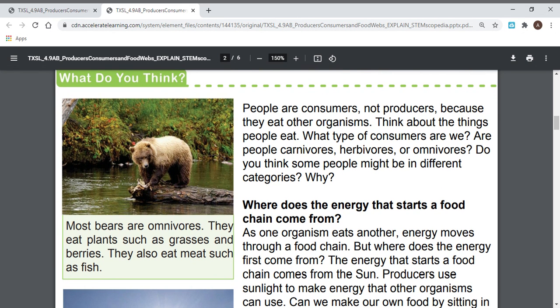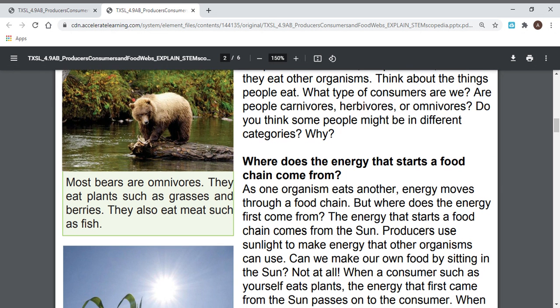What do you think? People are consumers, not producers, because they eat other organisms. Think about the things people eat. What type of consumers are we? Are people carnivores, herbivores, or omnivores? Do you think some people might be in different categories? Why? So that's something to think about.